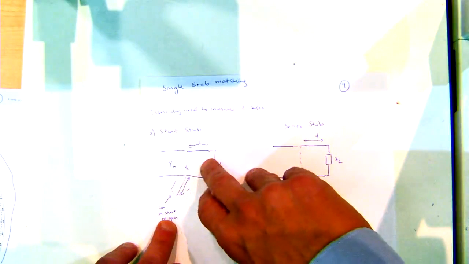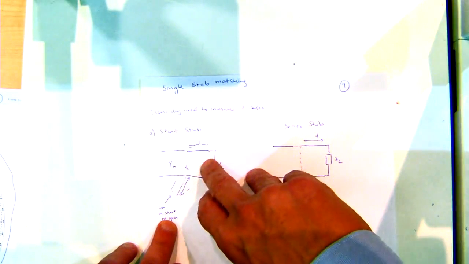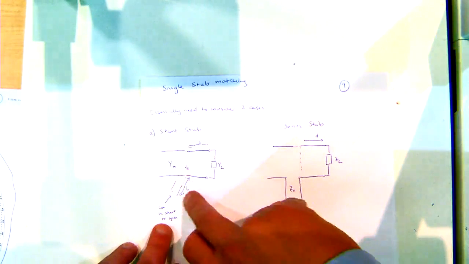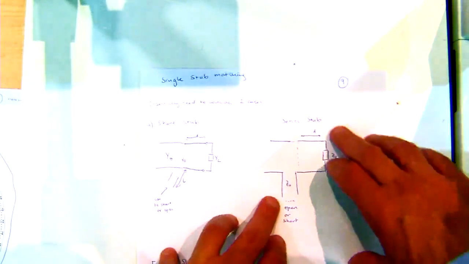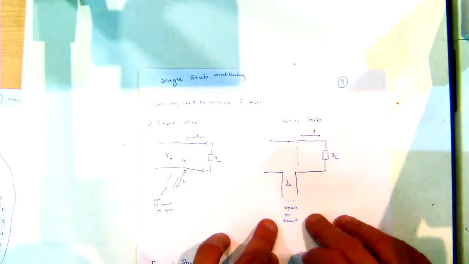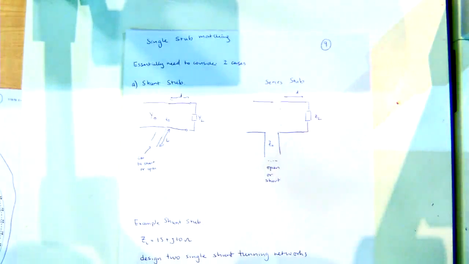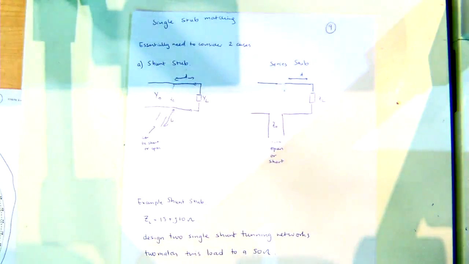When we went through the process of describing this, we said we can have a shunt stub which is either open or short, and then we can also have the series stub, which can of course be open or short. So let's go through the following example.